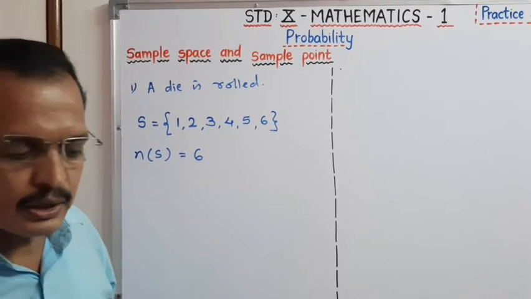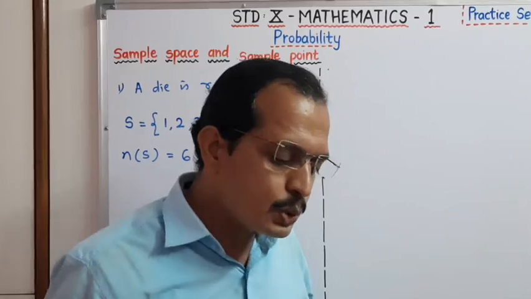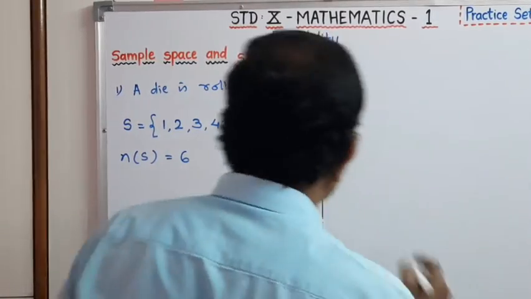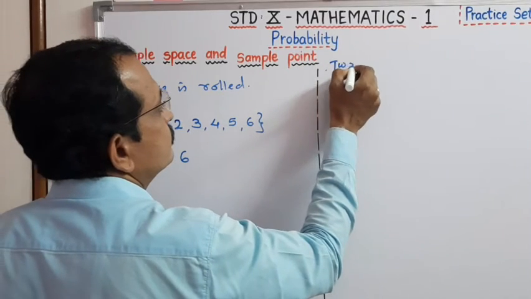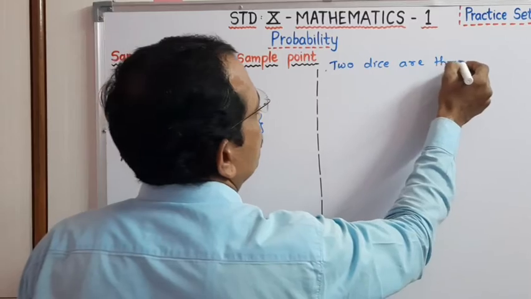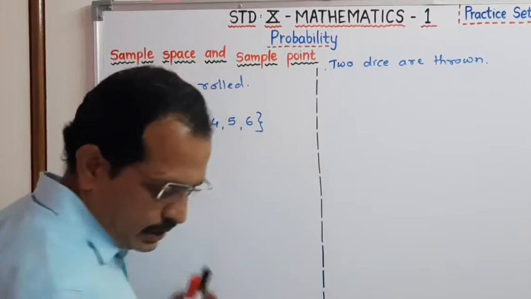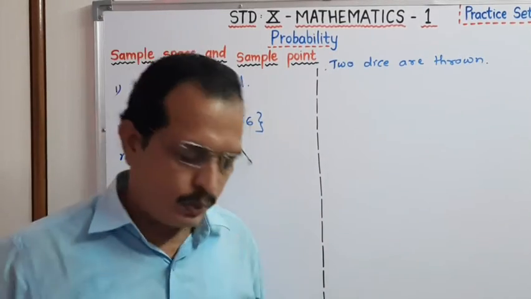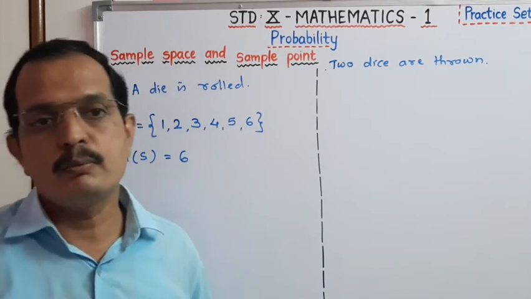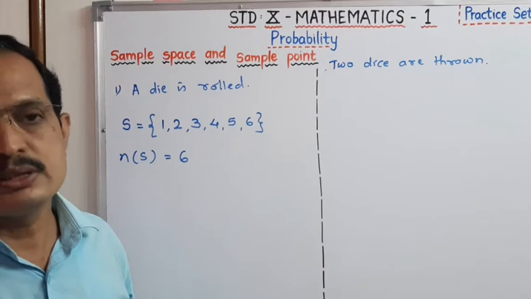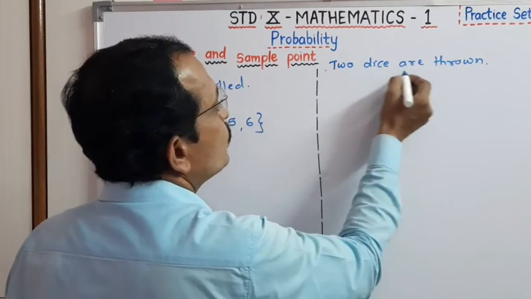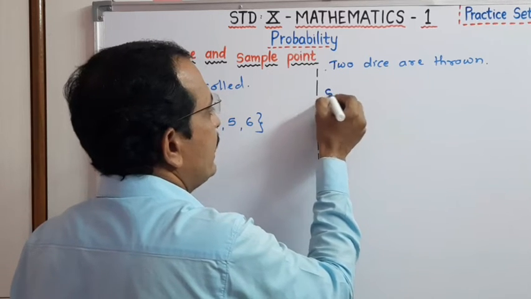Now see here, the second condition is 2 dice are thrown. When 2 dice are thrown, what are the possibilities? Now dear students, how do we find this sample space? For this random experiment, 2 dice are thrown, we have to write S.